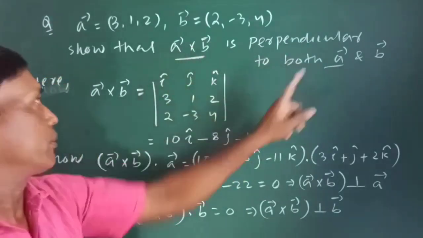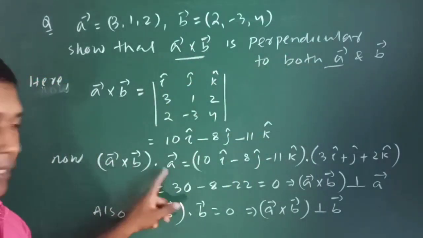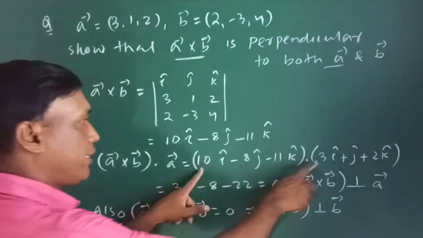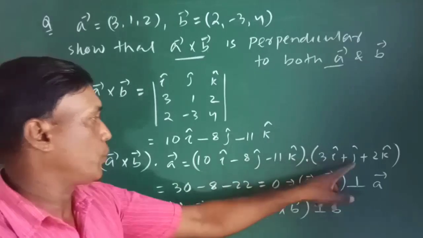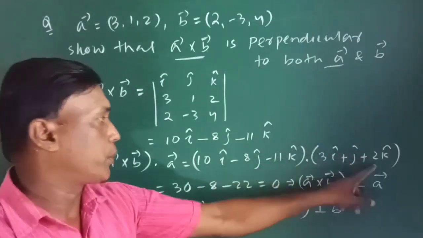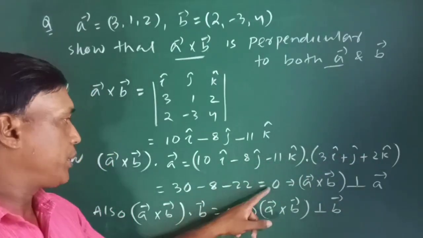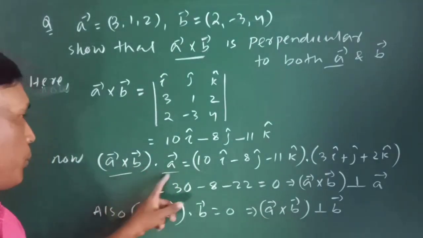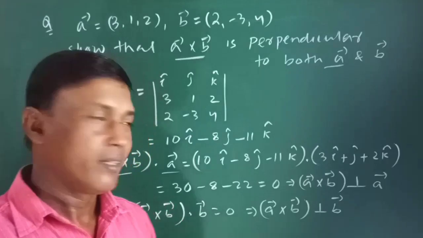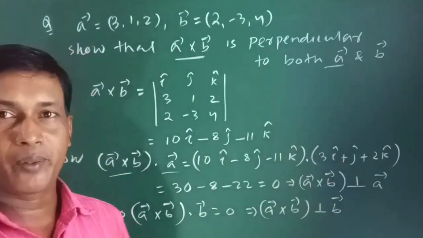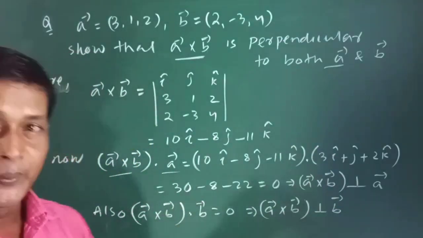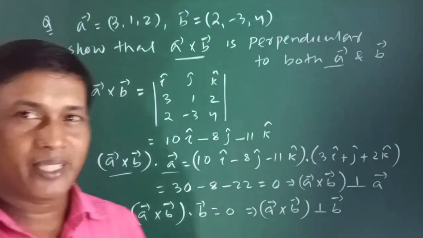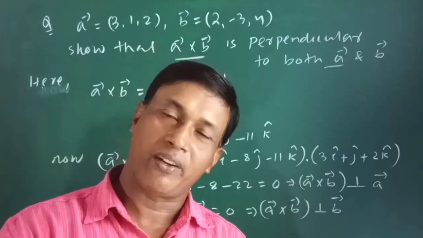Now the dot product of A cross B and A: 10 into 3 is 30, minus 8 into 1 is minus 8, minus 11 into 2 is minus 22, and the total is 0. So the dot product of these two vectors is 0. That means the two vectors are perpendicular. So A cross B is perpendicular to A vector. Similarly, you can show A cross B dot B vector is 0. That means A cross B is perpendicular to B vector also.